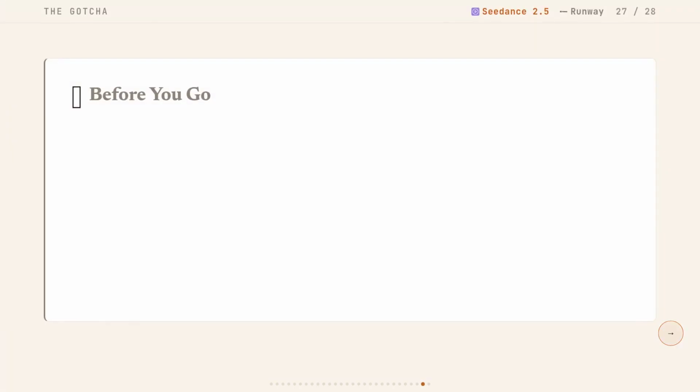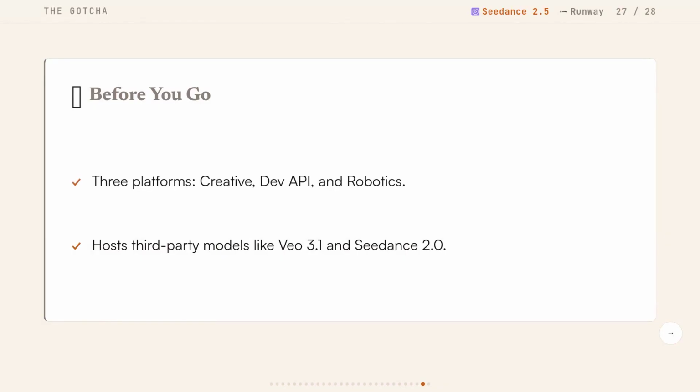One thing that didn't come up in the benchmarks, Runway's API actually hosts Seedance 2.0 as a third-party model right now, which means you can already access ByteDance's previous generation through Runway's platform while waiting for Seedance 2.5's global rollout. A genuinely weird situation where the competitor's platform gives you earlier access to the other tool.